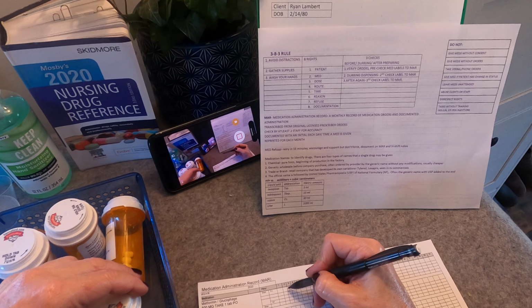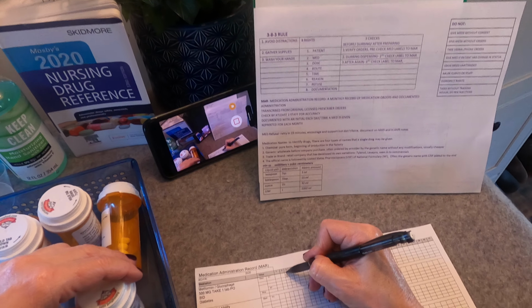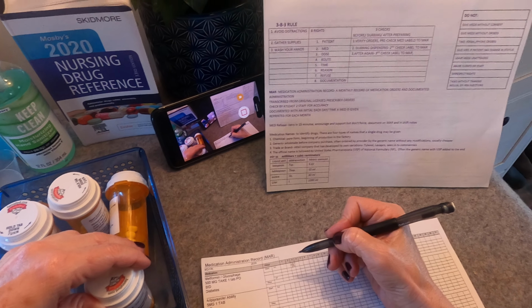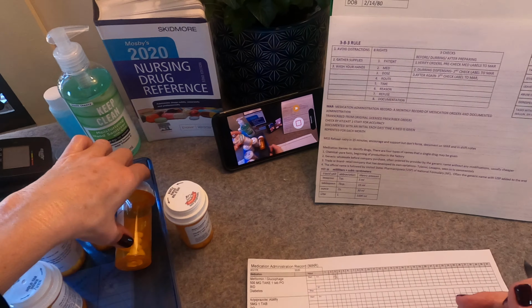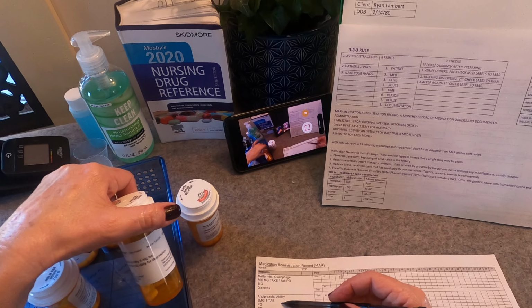So you're going to initial on the MAR, and that's your documentation to make sure that you've given the med. Okay, put that aside. Then you go on to the next med, aripiprazole.